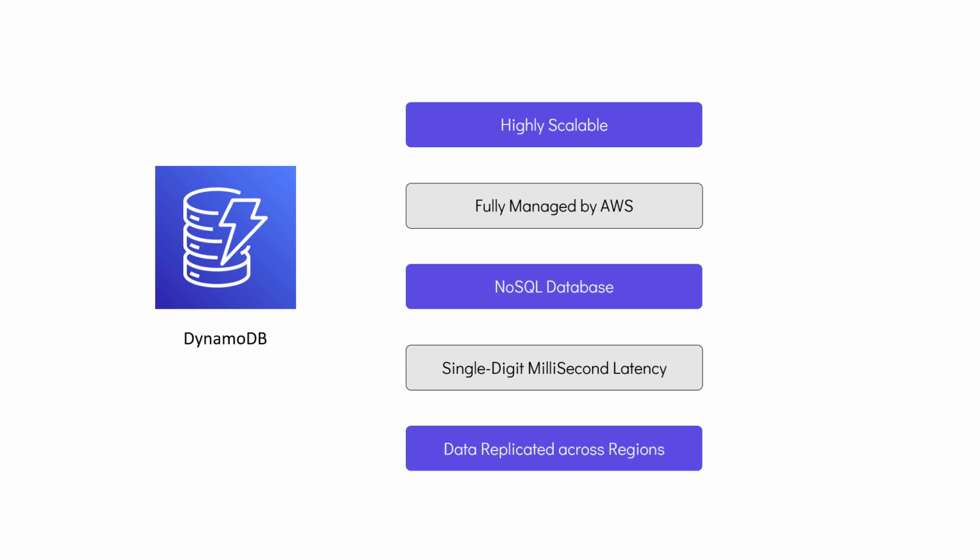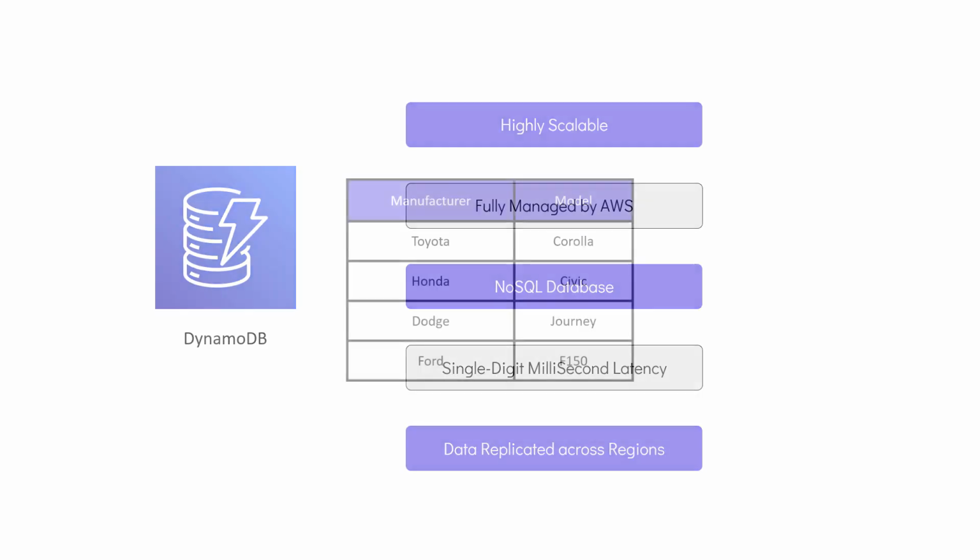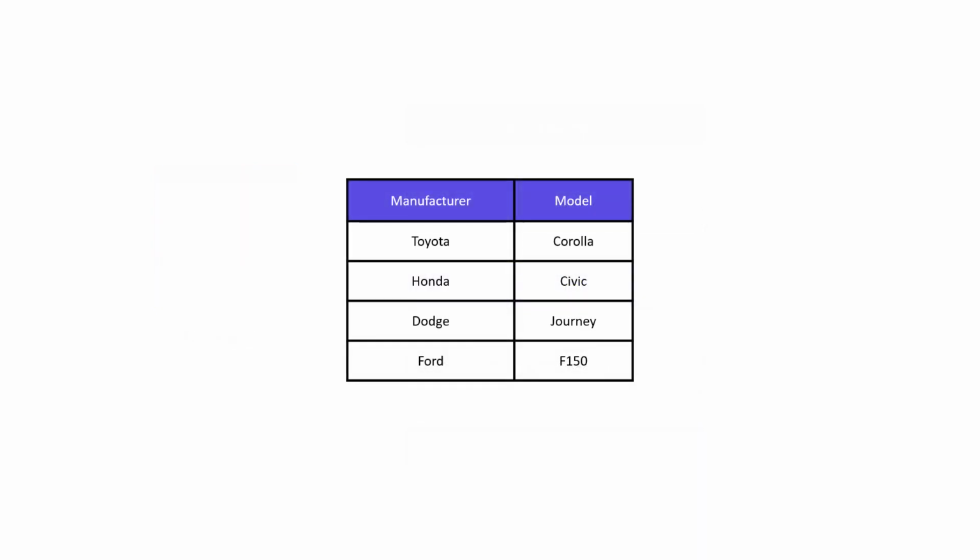DynamoDB is a NoSQL database. This means that it stores data in the form of key-value pairs and documents. For example, let us assume that we want to create a database storing information about cars. With a key-value database, this can be done like this.